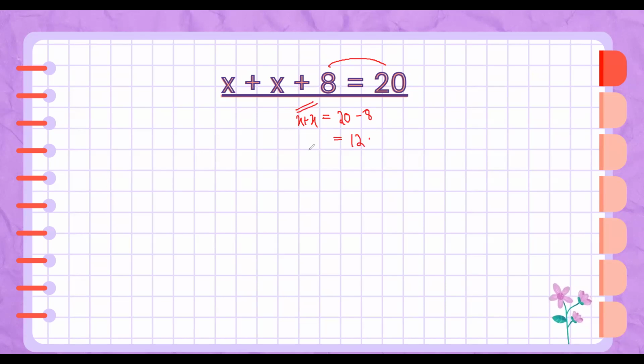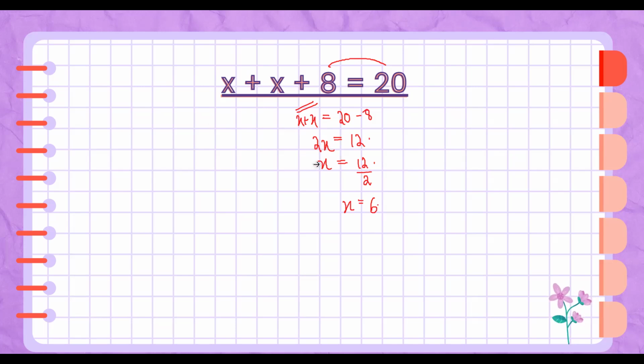But what about the x and x? Should we just keep on writing it as x plus x? No. Here, x and x are like terms, so we can write 2x. Now 2x and 12. As x is multiplied by 2 on the left hand side, when it goes to the right hand side, we'll divide. So x will be 12 divided by 2. So x will be 6. That was really easy, right?